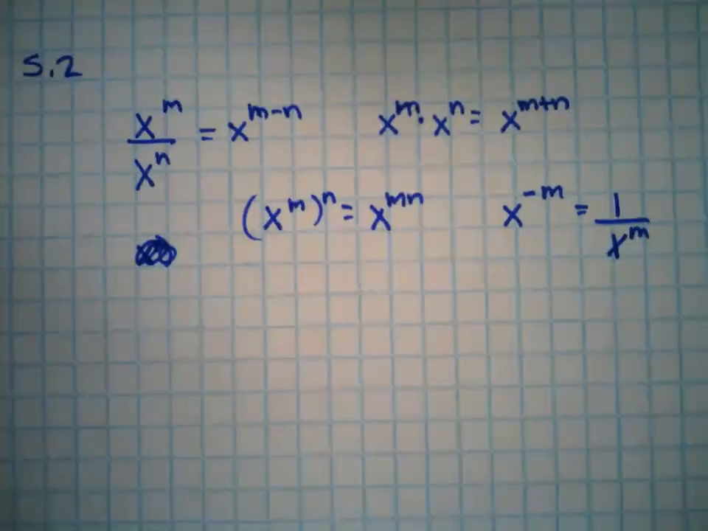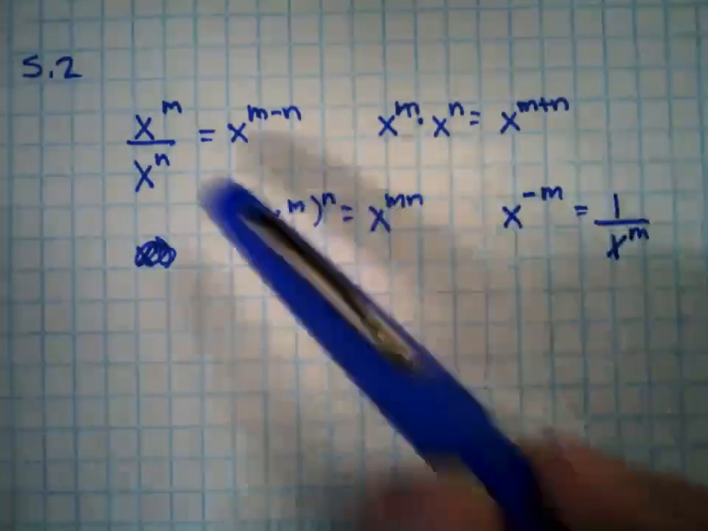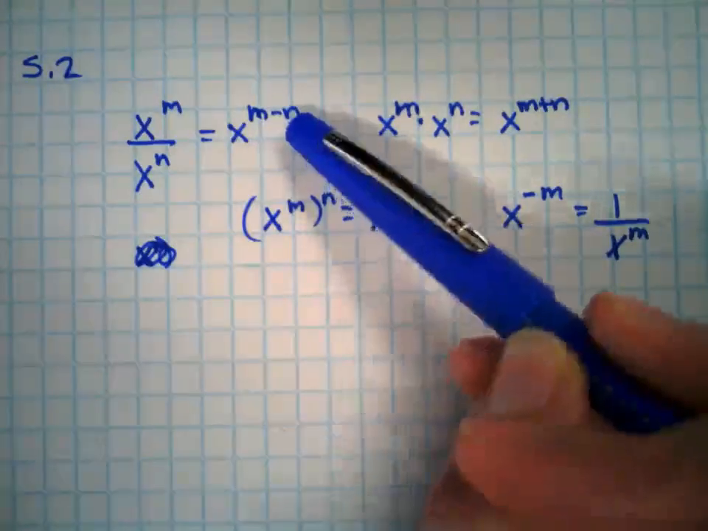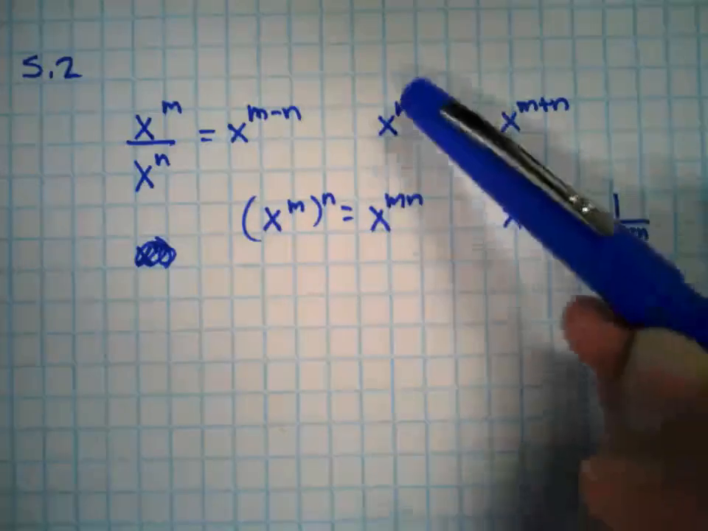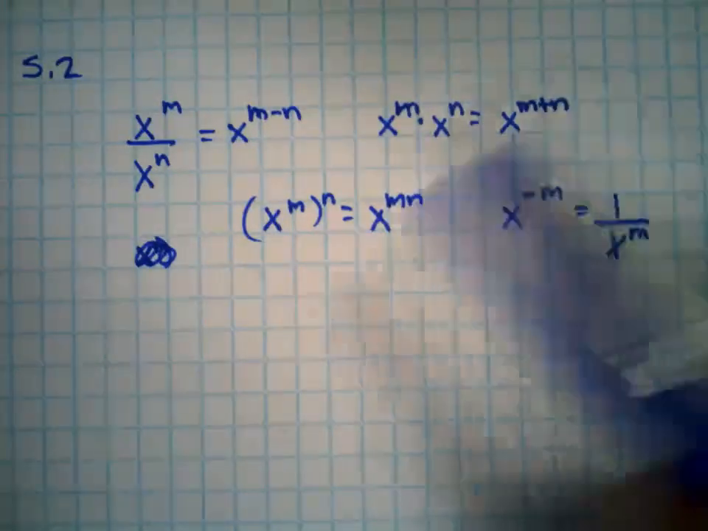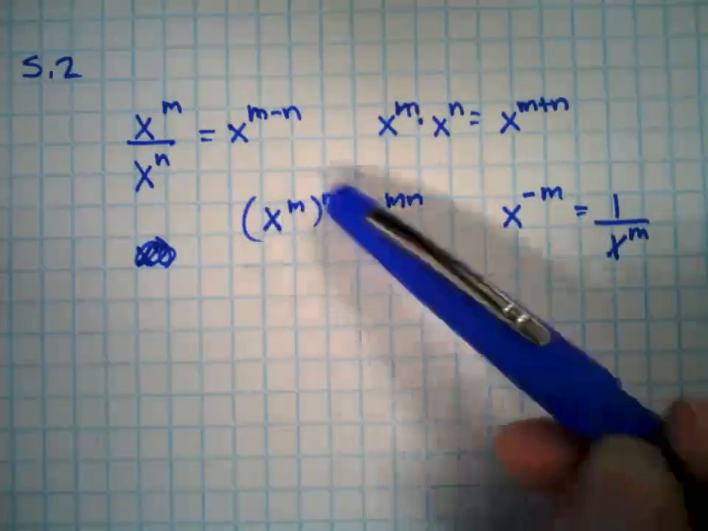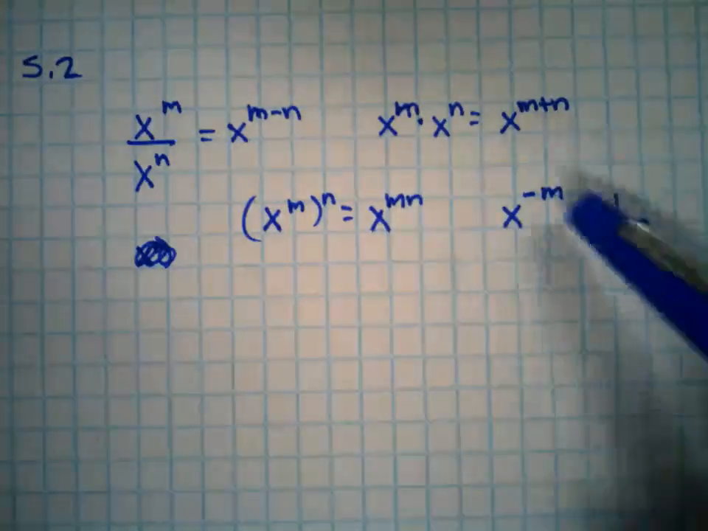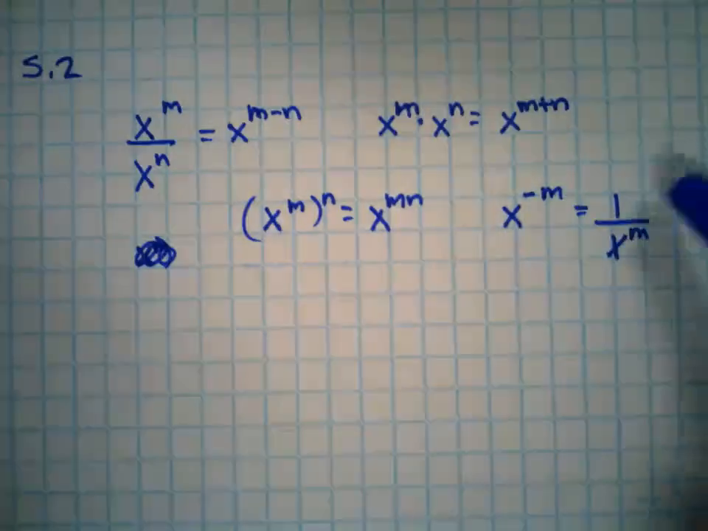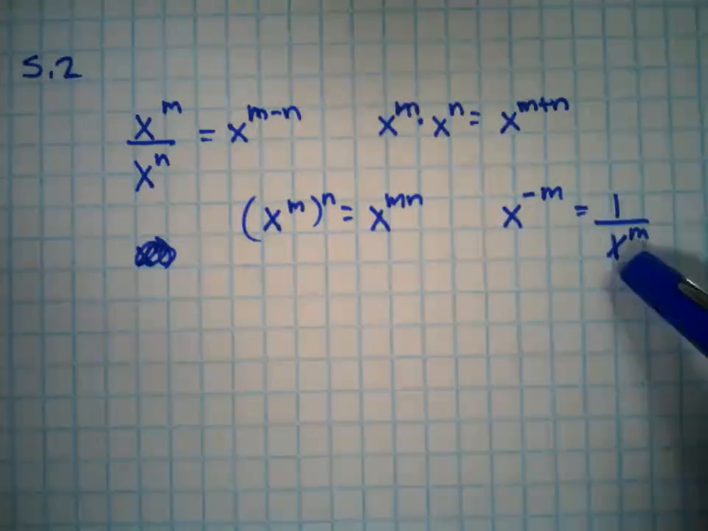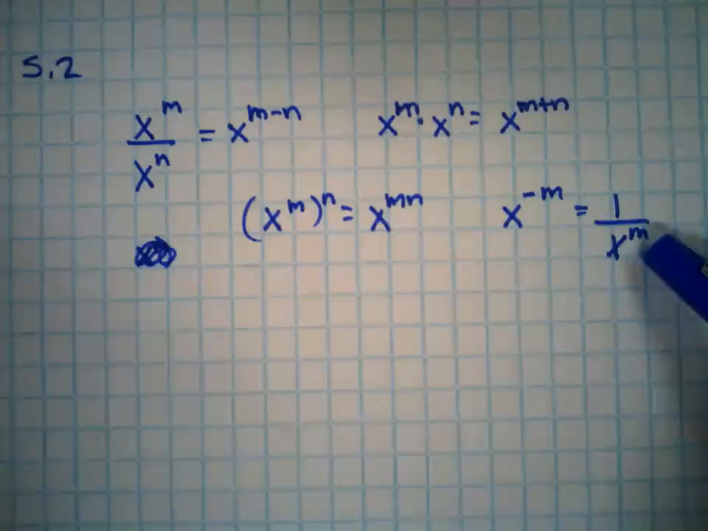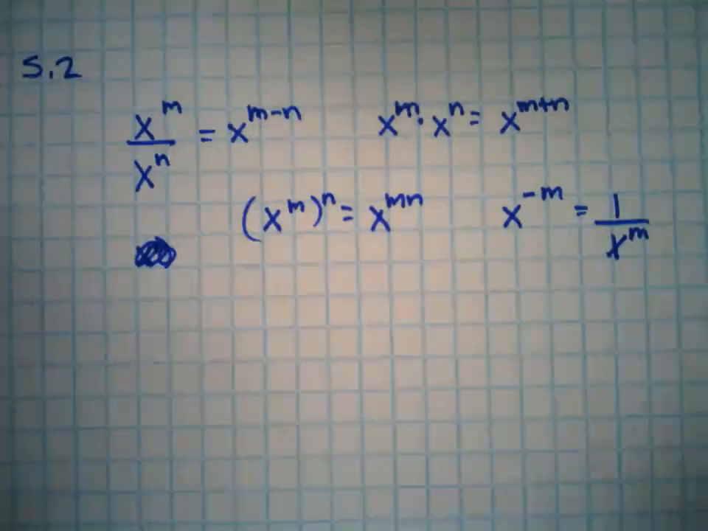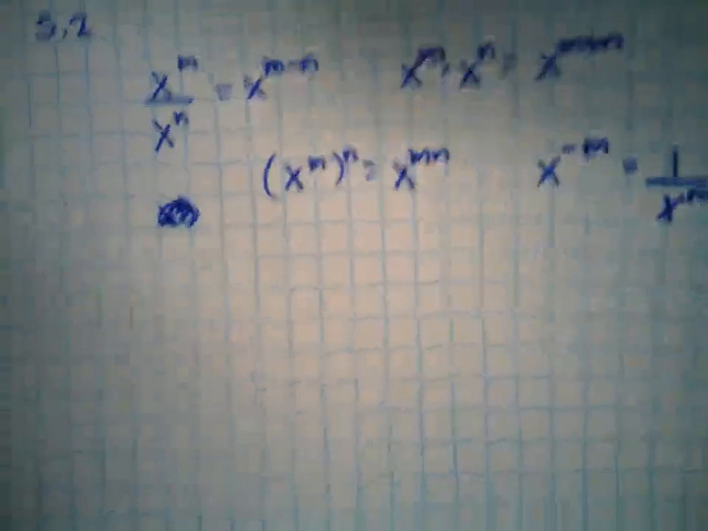Right, so review for 5.2, you need to know your basic exponent rules. When you have the same base and you divide, you subtract the exponents. When you have the same base and you multiply, you add your exponents. When you're raising an exponent to another exponent, you multiply them together. And when you have a negative exponent, it means you can move it to the denominator and make the exponent positive. Okay, so those are the basic rules of exponents that'll come in handy to do some problems.